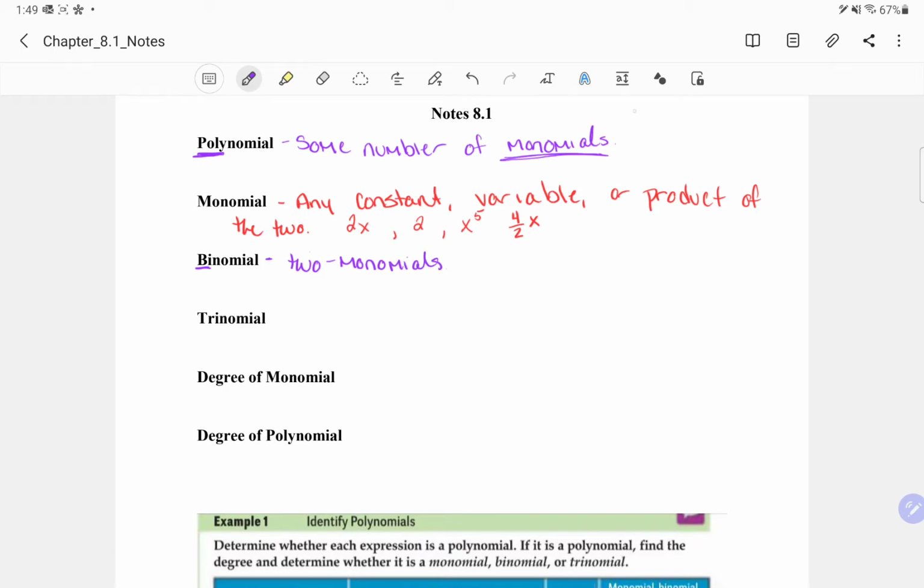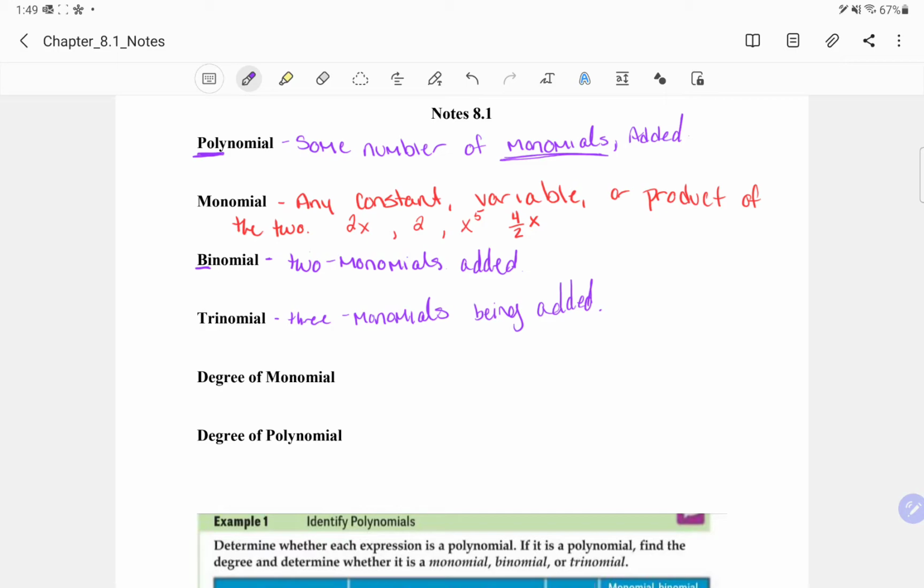Okay, and I should say these are being added. Okay, a trinomial, this is going to be 3 monomials being added. Okay, so that's what those things are.